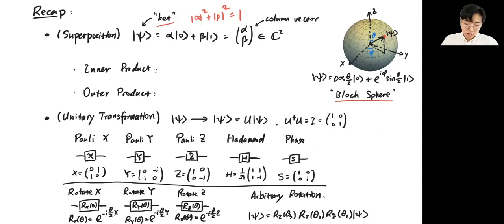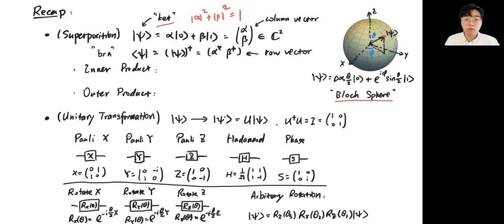Great. Sometimes it's also convenient to have a notation for the adjoint of the state vector psi. We call that the bra notation. So the bra state psi is just the row vector where the elements of the vector are the complex conjugates of the coefficients alpha and beta. Now, two more pieces of notation that we will be using very frequently today are the inner product and the outer product of quantum states.